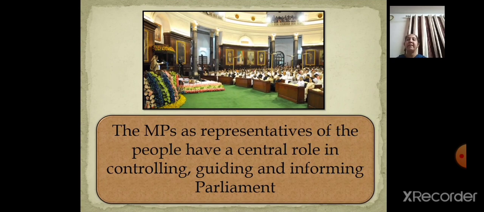Now, the MPs, as representatives of the people, have a central role in controlling, guiding and informing the parliament. See, the government gets valuable feedback and is kept on its toes by the questions asked by the MPs. So, this is the way through which the parliament controls, guides, and informs the government. So, MPs play a very important, central role in doing that work.